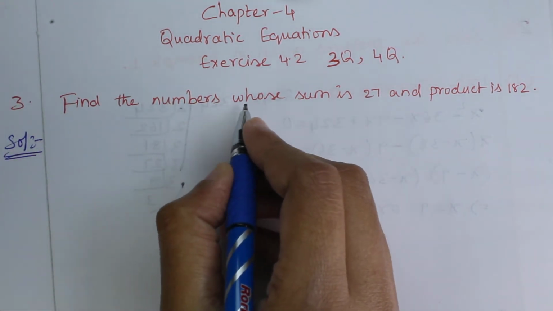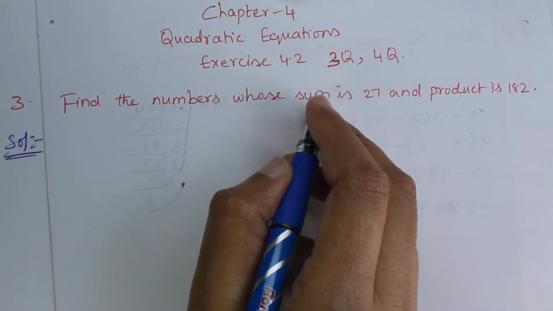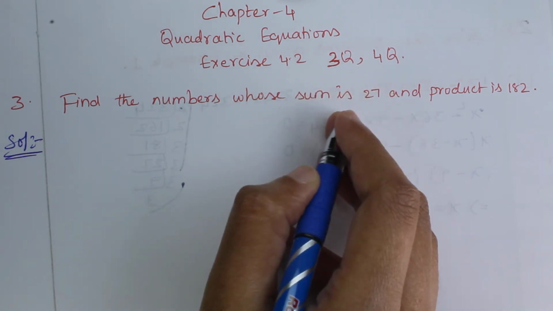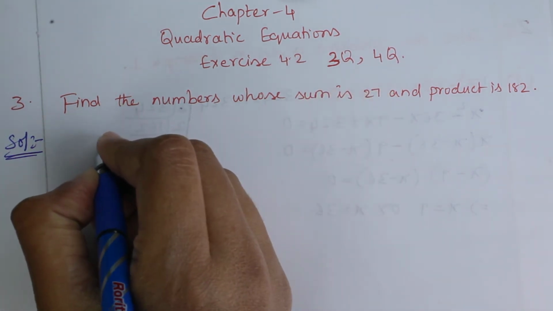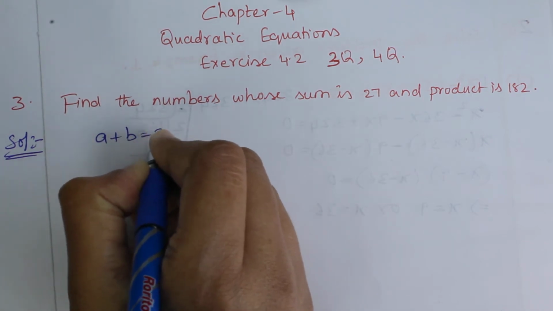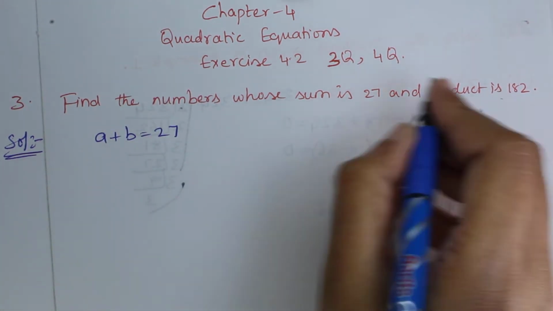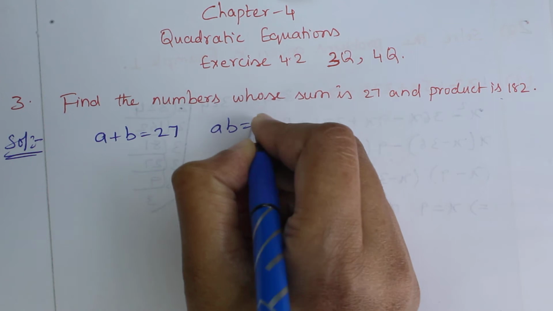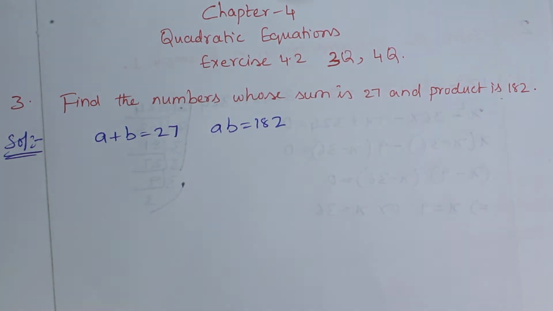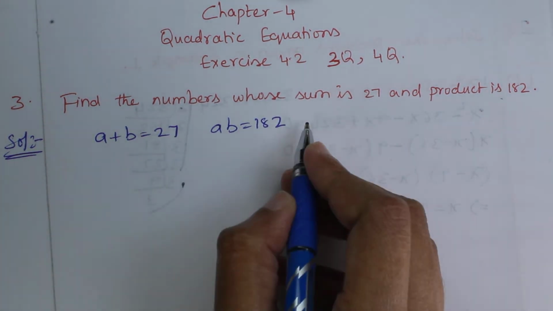So he's talking about two numbers. Let us assume the numbers to be a and b. So a plus b is equal to 27 and the product is 182, ab is equal to 182. Okay, now let's convert this into a quadratic equation.